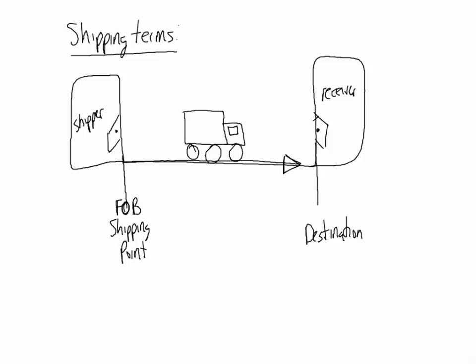So this is FOB. That means free on board. And when those words are used, free on board, it always relates to the receiver. So free on board to the receiver until the shipping point. Well, the shipping point is right here, so it's not free at all.